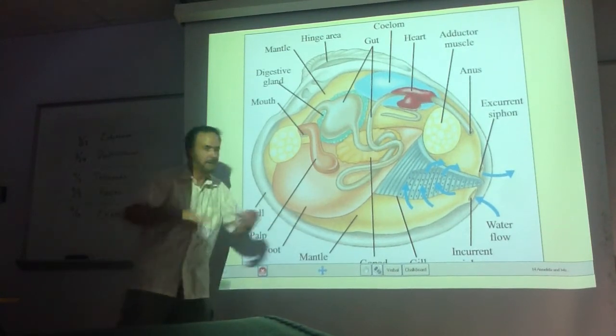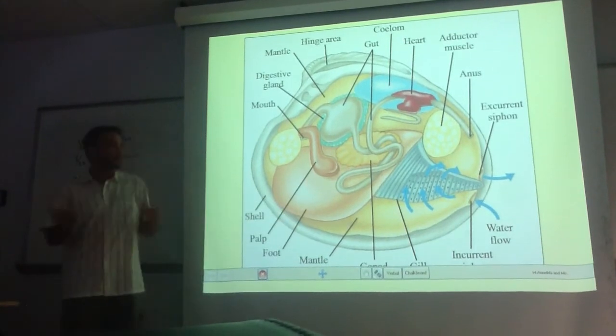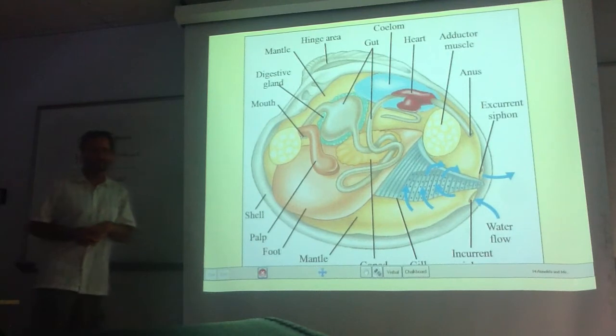The mantle, the part that you cut up to make the calamari rings, that would be homologous to this part. And the ctenidium, of course, would be homologous to the ctenidium in the clam. You guys are all going to get good with that.